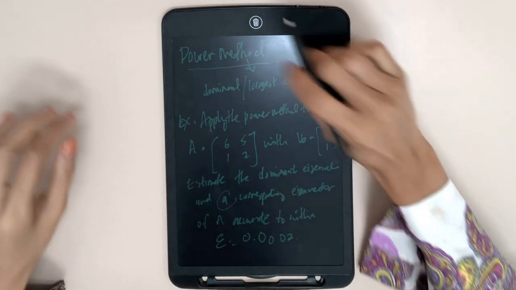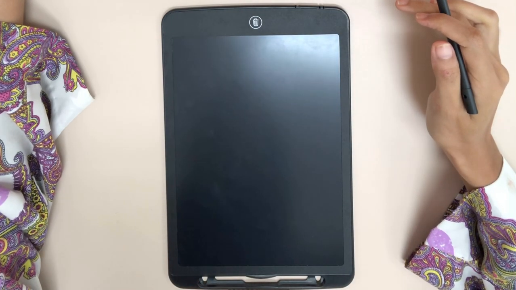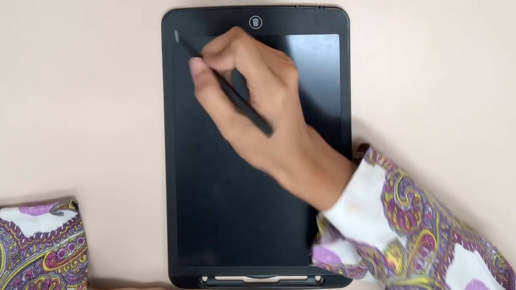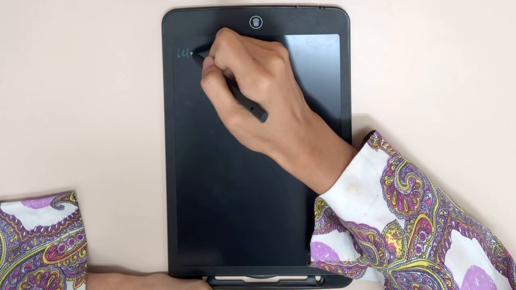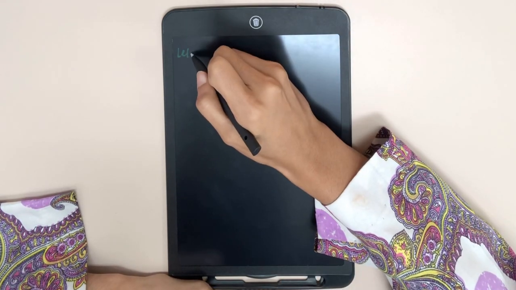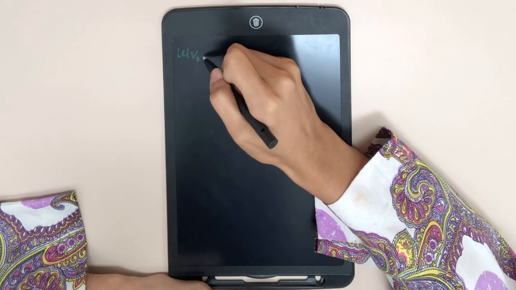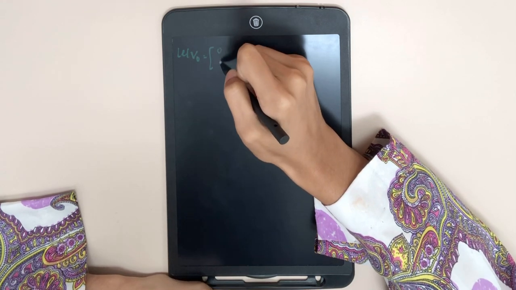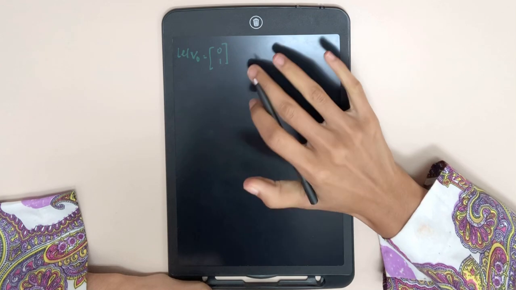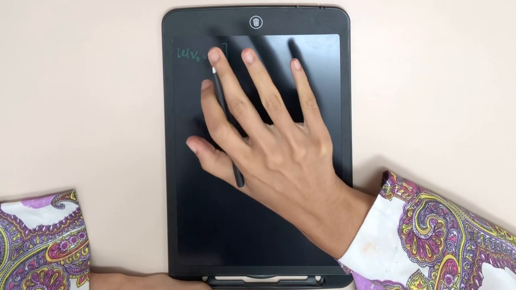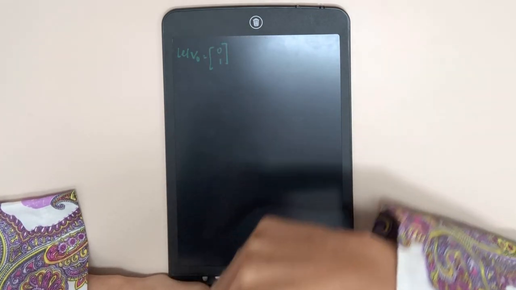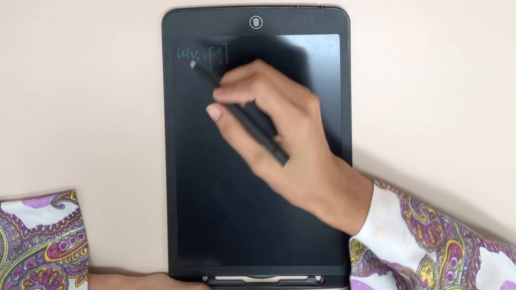Okay, so let's start how to calculate it. First thing first, we will let, actually not we let, it's already given in the question. So V naught is equal to 0, 1. You should have this one, you should have the starting point. Baru we will proceed dengan calculation. Okay, alright.